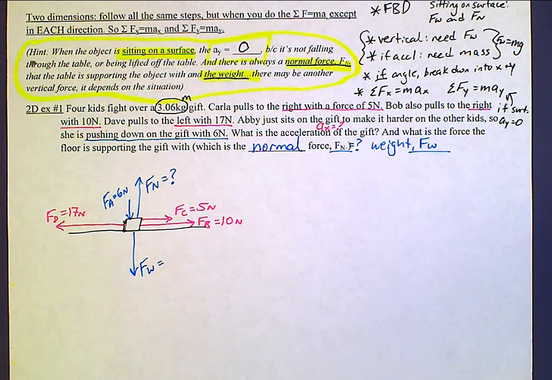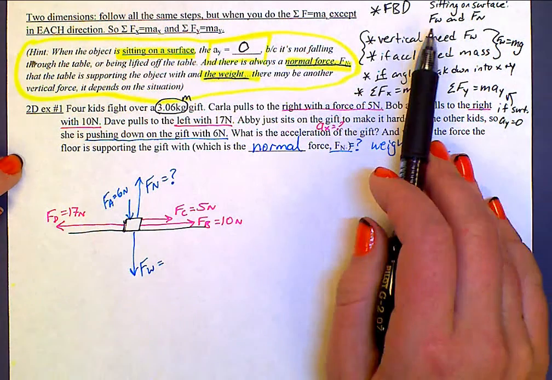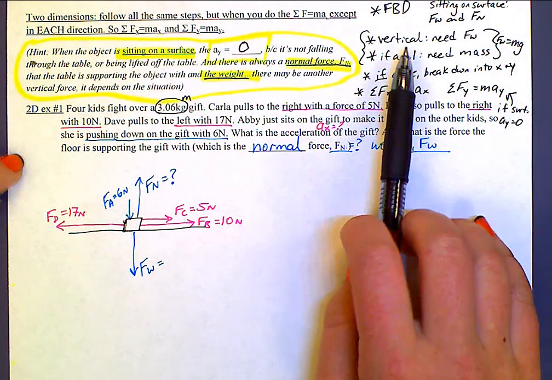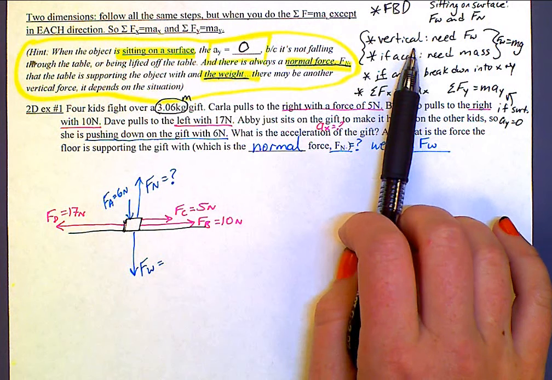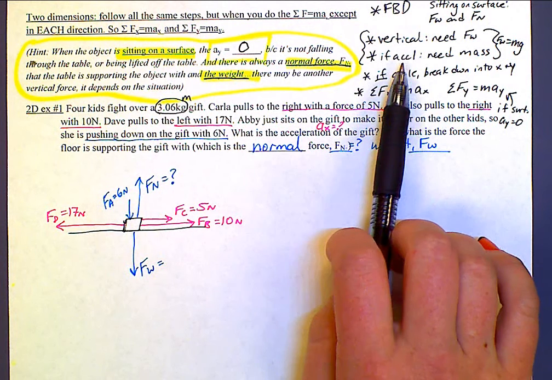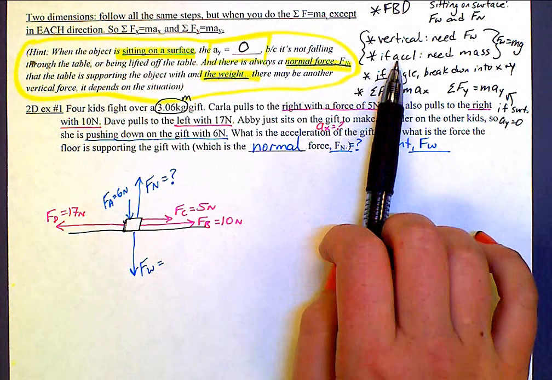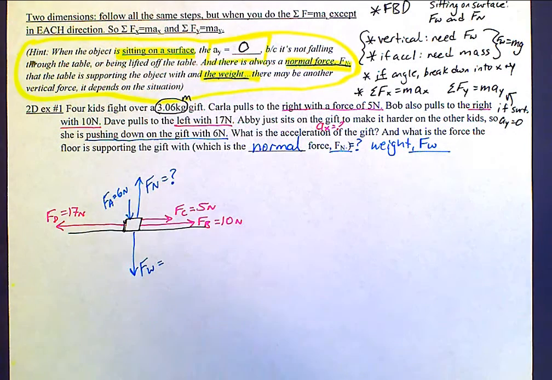Picking back up, I have already done the vertical. I've got my free body diagram. I haven't forgotten my weight and my normal force. I'm doing a vertical problem, so I've got to have my weight. I'm going to need my mass. I don't have an angle to worry about, and then I'm going to break it into the x and y parts and do them separately.